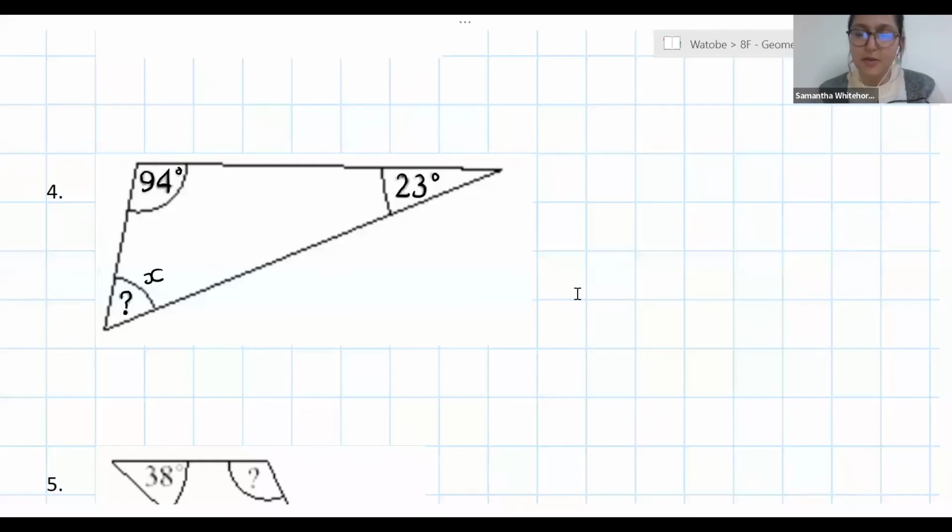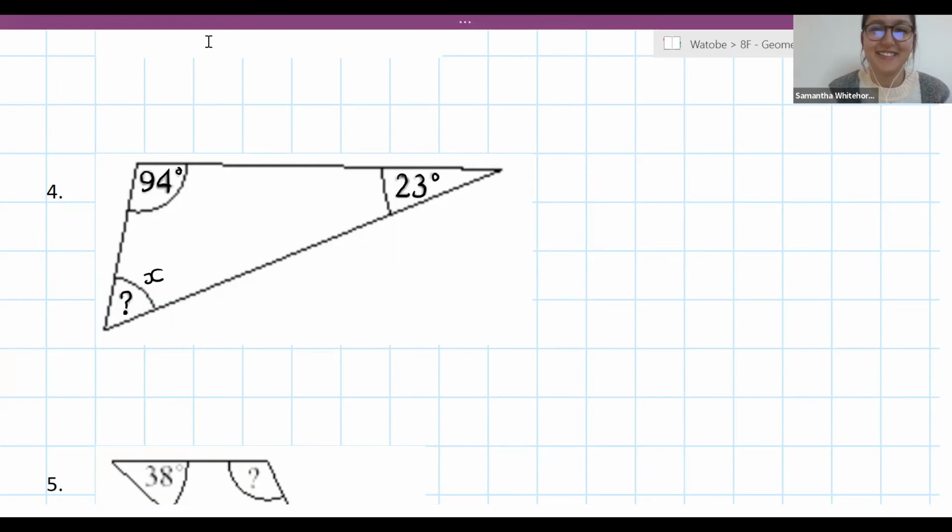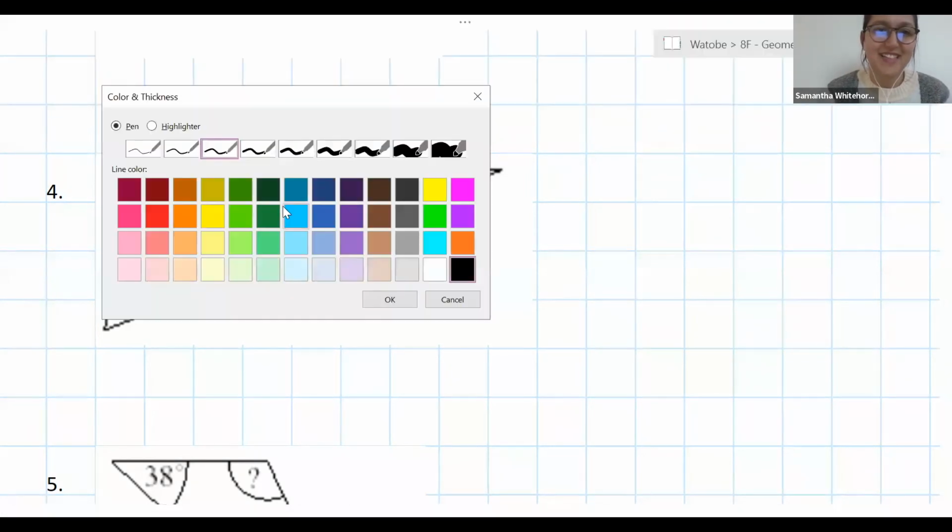Seeing some great ones coming in on the chat. Well done, everyone. Let's go. You guys are doing really great today, by the way. I'm like, wow. Look at Teacher Sam's learners. They are killing it.